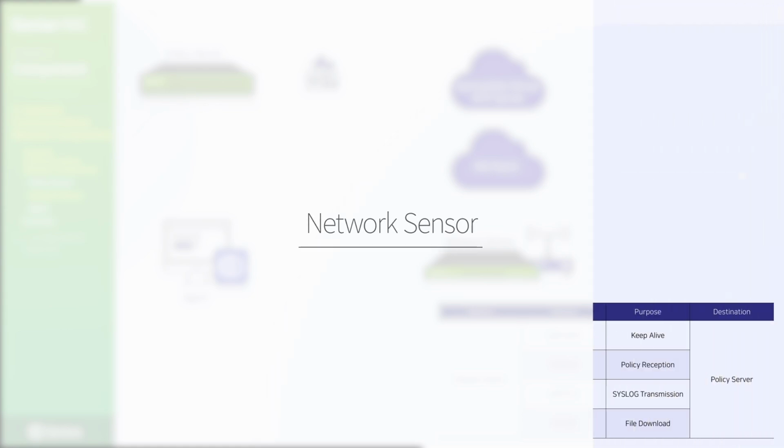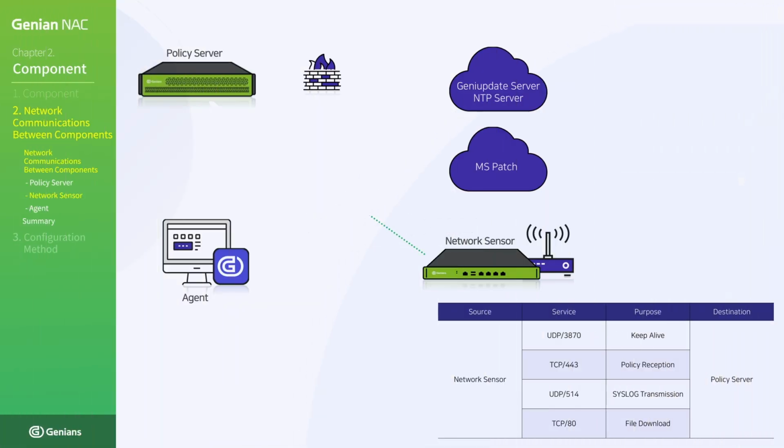The network sensor communicates with the policy server using TCP 443 and TCP 80 for policy reception and file downloads. It uses UDP 3870 to send Keep Alive packets for operational status updates and UDP 514 to transmit logs generated on the network sensor to the policy server.